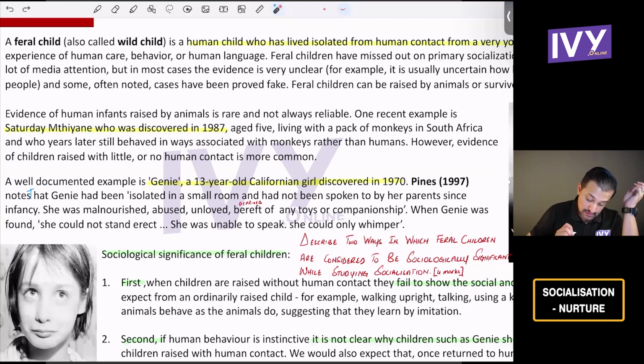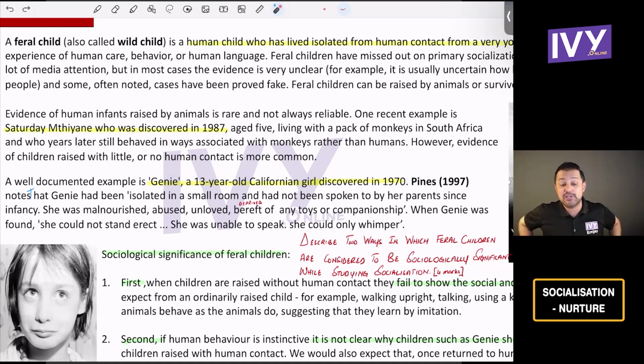So, another example, the third example, was about Shamdev, I just mentioned it, you might as well Google it, that's not written over here. So the ones that are written over here, a well documented example is of Jeannie. Now, who was Jeannie? Jeannie was a 13-year-old Californian girl discovered in the 1970s. Pines in 1997 noted that Jeannie had been isolated in a small room and had not been spoken to by her parents since infancy.